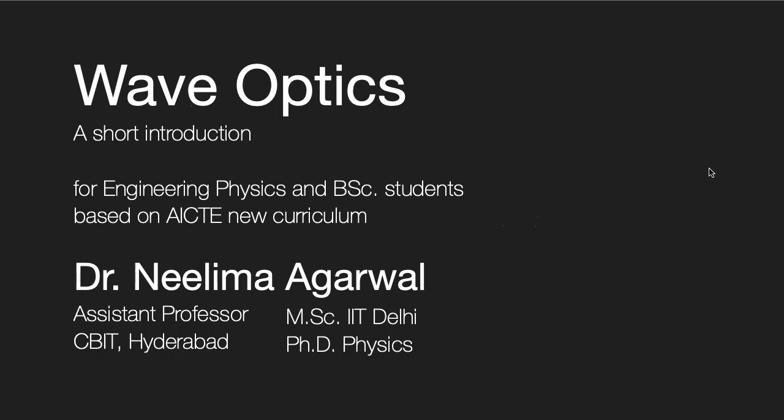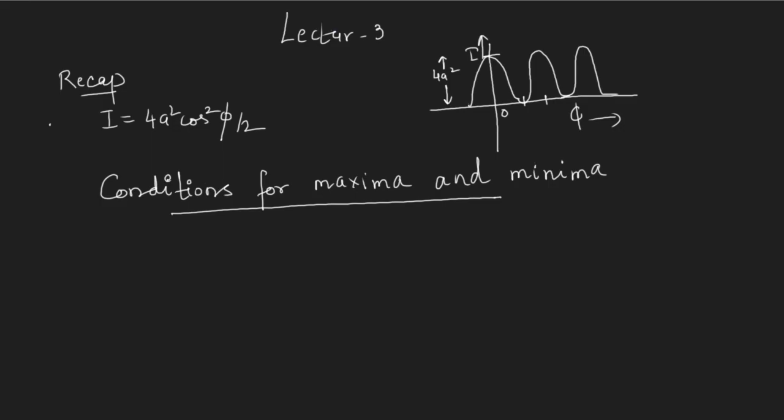Okay, so let us now again start with the shortcuts on wave optics. In the last lecture, we have calculated the intensity distribution for the fringes in Young's double slit experiment, and we have seen that the intensity distribution is given as I is equal to 4a square cos square phi by 2, where a is the amplitude of two waves and phi is the phase difference between two waves. And when I draw the pattern, I will get the fringe intensity distribution like this.